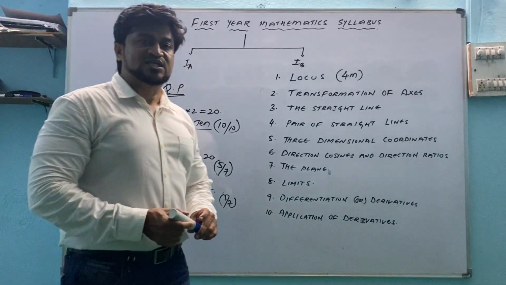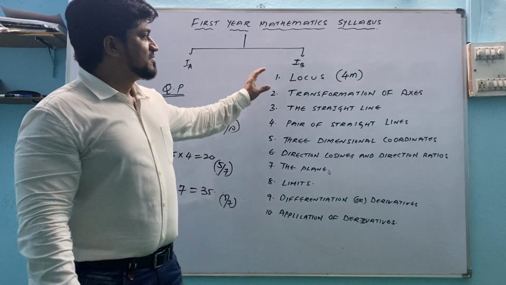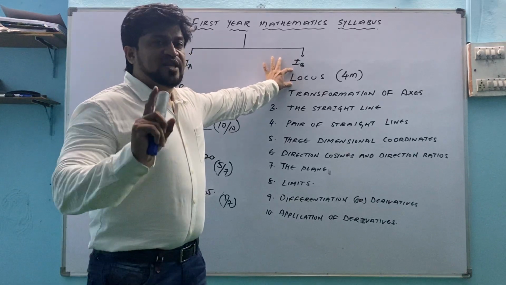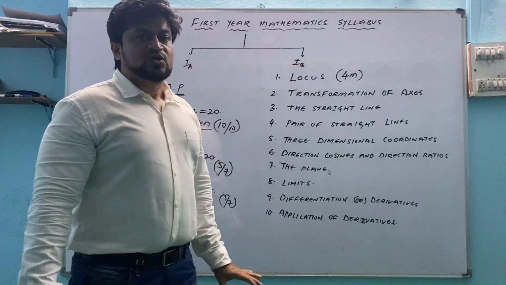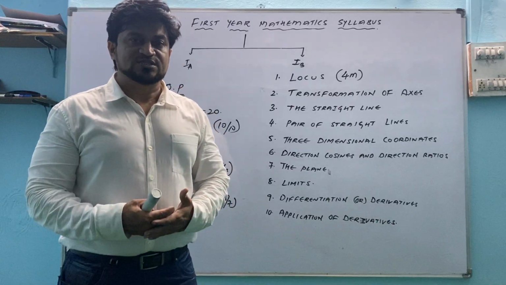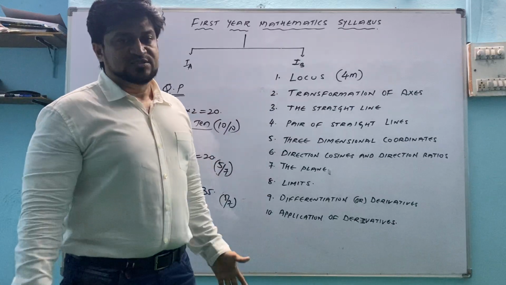So, the locus question is in the second section. They will ask only one question from locus, and you will have only one exercise in this unit. Total 15 questions are there. If you are good in these 15 questions, then you can easily do this.